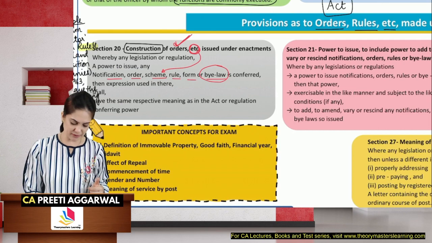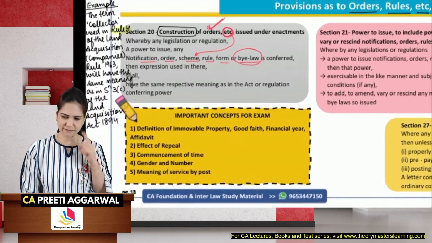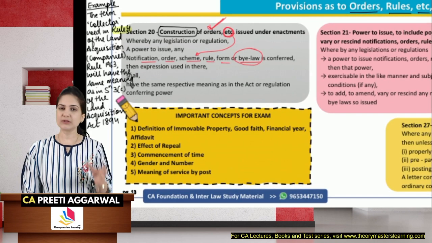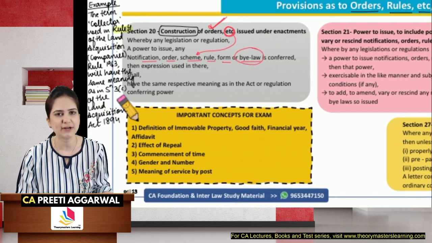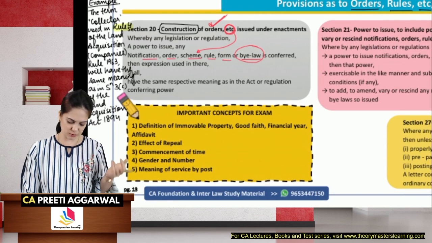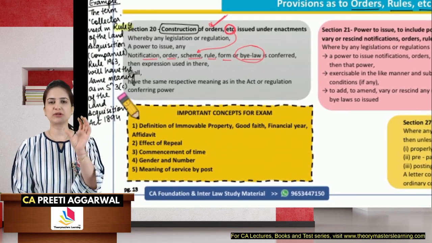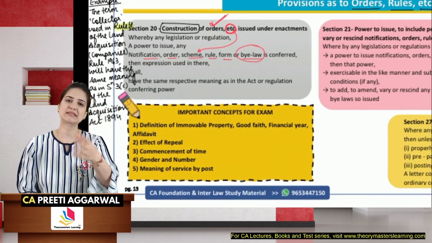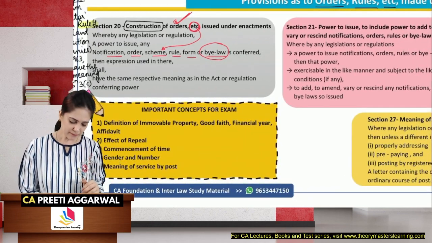I'll give you an example which we have mentioned over here. The term collector used in Rule 4 of the Land Acquisition Companies Rules 1963. Now that word collector is used in the rule, but it is not defined over there. It will have the same meaning as given in the Land Acquisition Act 1894. So the words which are used in the rules, order, notification will have the same meaning as it is given in the Act. That is what is mentioned in this section.